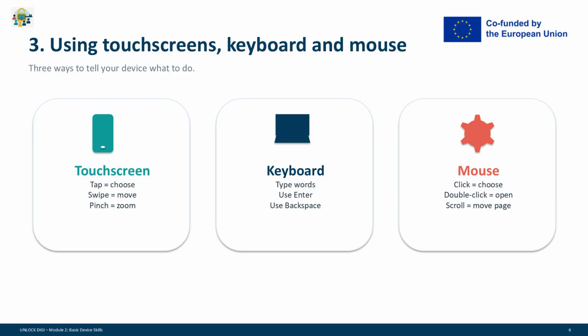There are different ways to control a digital device. On a phone or tablet, we usually use a touch screen. We tap to choose something. We swipe to move up, down, or sideways. We pinch with 2 fingers to zoom in or zoom out.